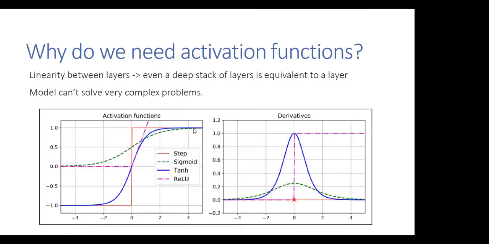Here we can see the plots. This blue one is the tangent hyperbolic function. In comparison to the sigmoid, which is this one, the green one, the output will be centered around zero and can converge faster.